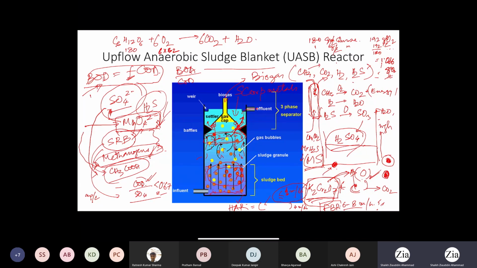So essentially, this kind of reactor can give better performance than a fluidized bed reactor, and obviously it will give better performance than a USB reactor. But the catch is these reactors are applicable for high strength wastewater, where the wastewater content should have more than 2000 COD or 2000 BOD, yes, 2000 mg per liter BOD at least.